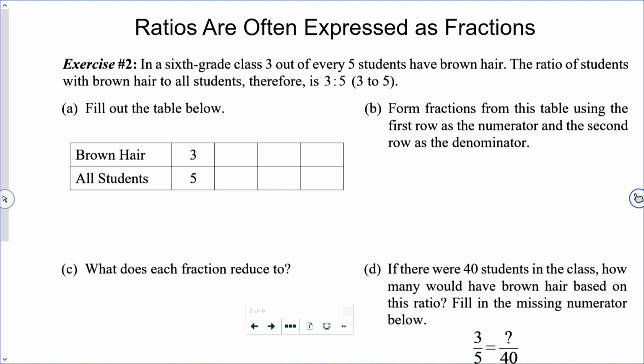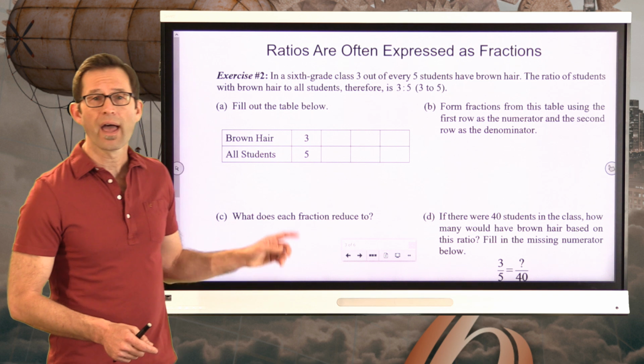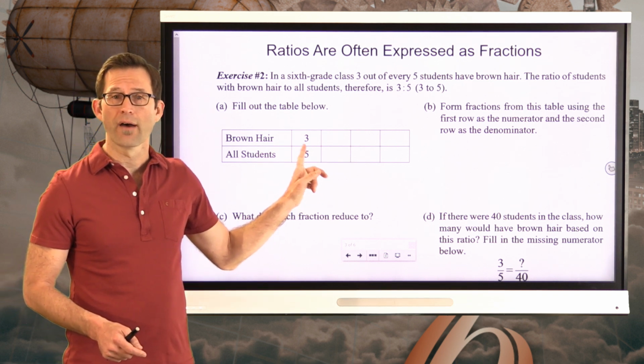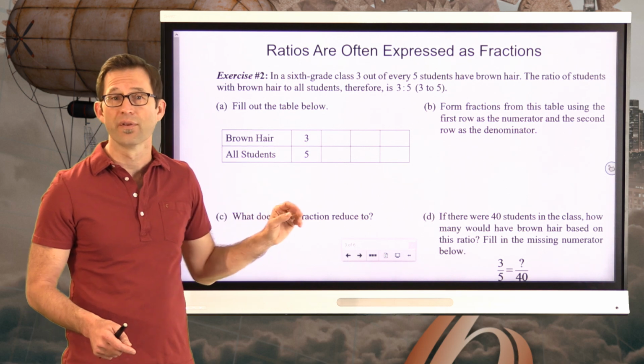Exercise 2. In a 6th grade class, 3 out of every 5 students have brown hair. The ratio of students with brown hair to all students, therefore, is 3:5, or 3 to 5. Letter A simply asks us to fill out the table below. So this is simple enough. If I had 5 students, 3 of them would have brown hair. That's what the ratio of 3 to 5 means.